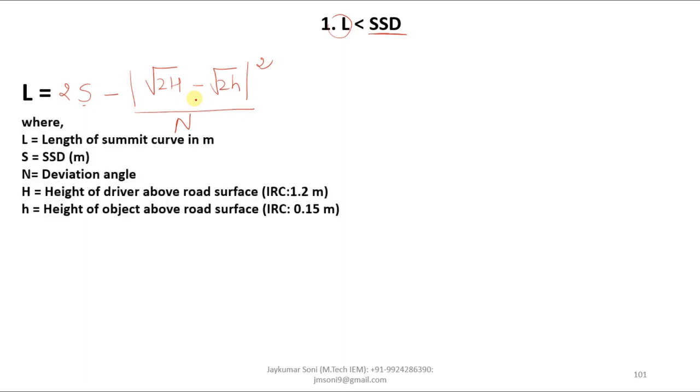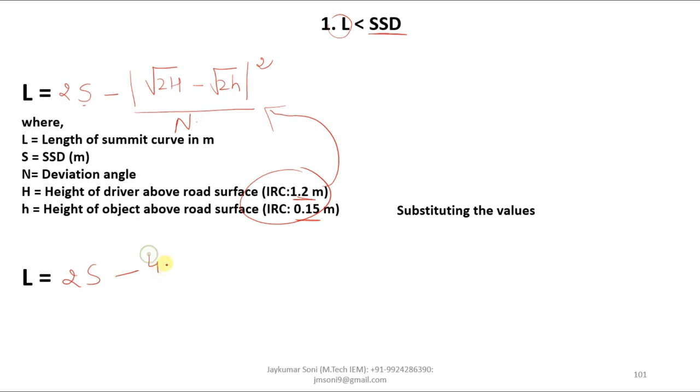Now the abbreviations for this equation: L stands for length of summit curve, S stands for SSD in meter, N stands for deviation angle, H stands for 1.2 meter and small h stands for 0.15 meter. If you substitute these values into this equation, one will get the final equation of the second case as L equals 2S minus 4.4 by N. So this is the equation of the second case.